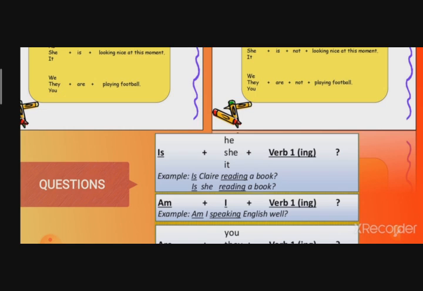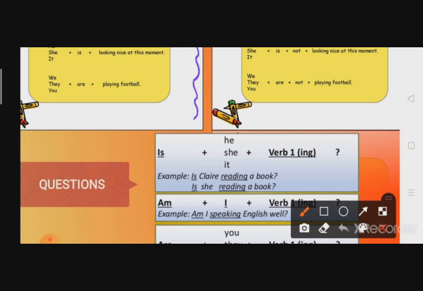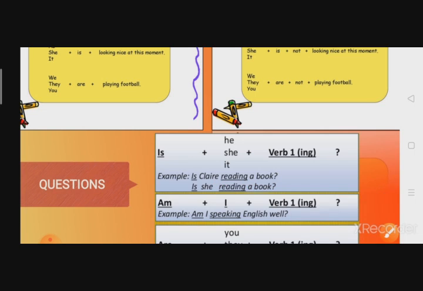So here "is" is the helping verb, Claire is the subject, and reading is the verb-ing form, that is read plus -ing. The second example is: Is she reading a book? Over here also, the first thing we have used is the auxiliary verb "is," then the pronoun she, which is third person singular, and then the verb-ing form. And don't forget to put the question mark.